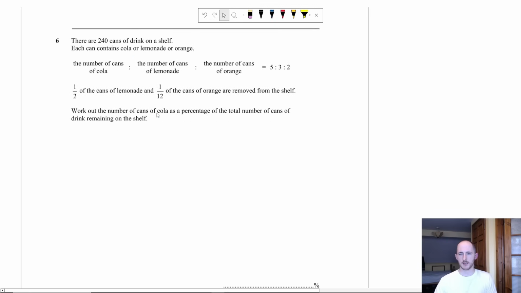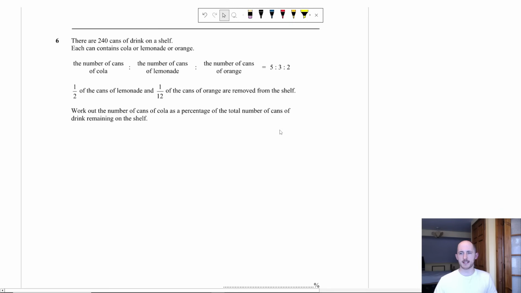Cool. There are 240 cans of drink on a shelf. Each can contains cola, lemon, or orange, and it gives you this ratio. And it says half of the cans of lemonade and a 12th of the cans of orange are removed. So work out the total number of cans of cola as a percentage of the total number of cans of drink remaining on the shelf.